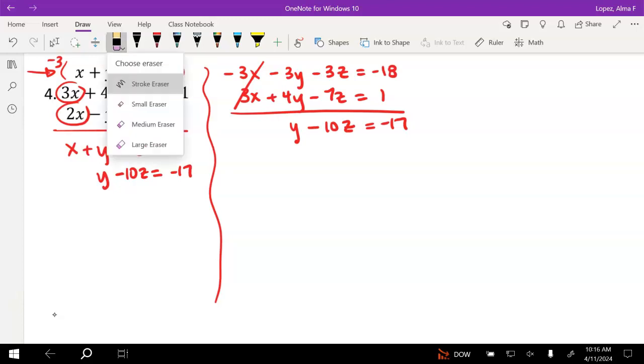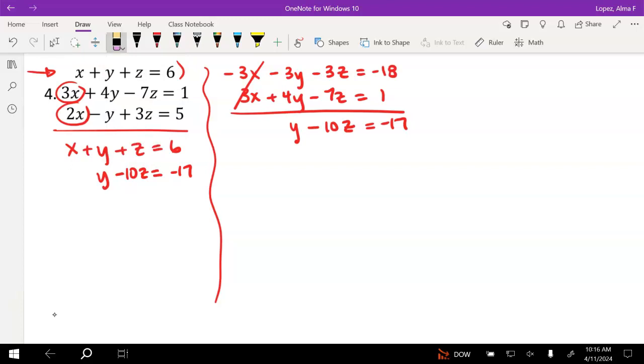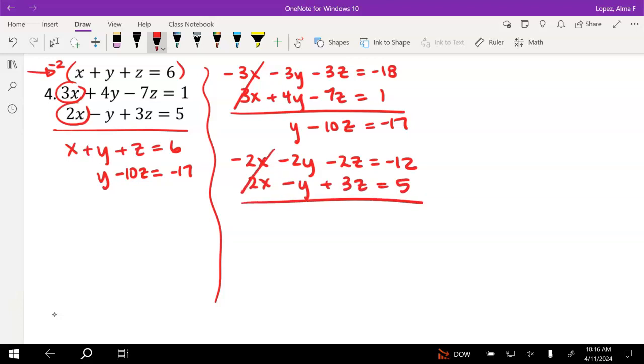To eliminate the x value in the third equation, I'm going to multiply my pivot through by negative 2 and add it to the third equation. And it's going to look like this: negative 2x minus 2y minus 2z is equal to negative 12. The third equation didn't require any changes, so I'm just going to copy it over and combine. The x's cancel. I get negative 3y plus z equals negative 7.